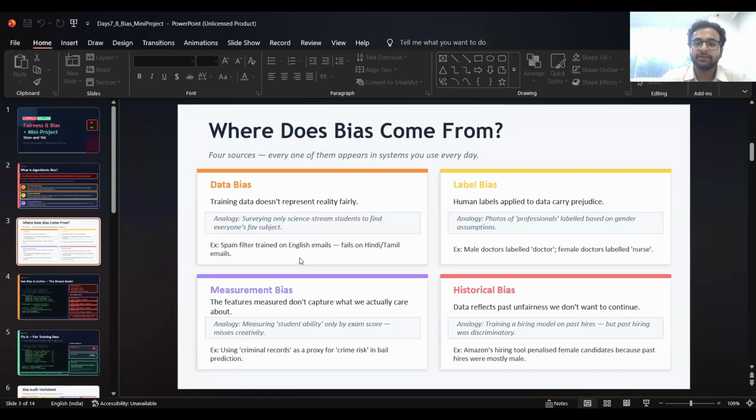That's a very basic example. Label bias. So everyone understands what a label is, right? The label used to classify different types of training data. So human labels applied to data carry some prejudice before it. So photos of professionals labeled based on gender assumptions. Male doctors labeled as doctor, female doctors labeled as nurse.